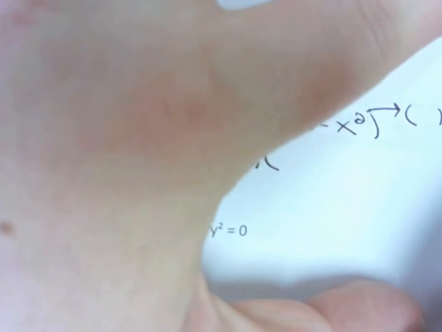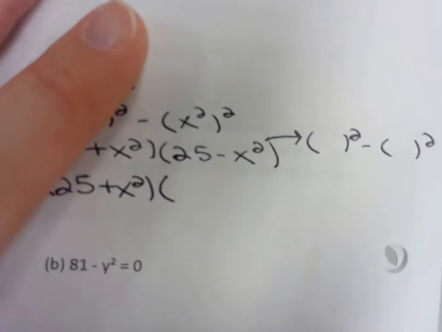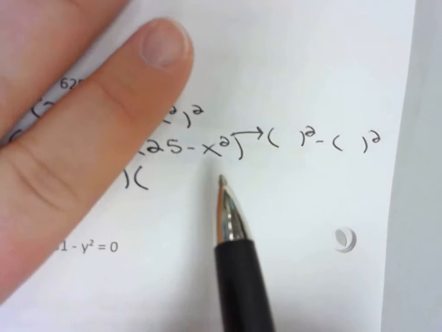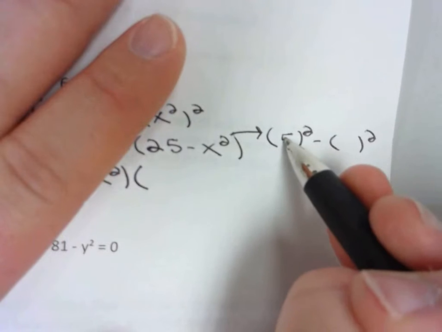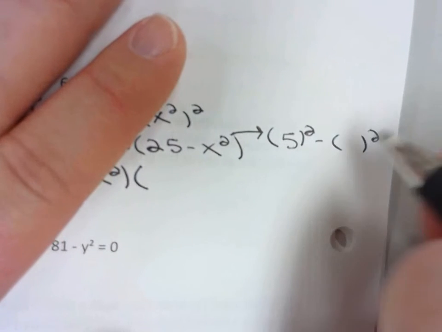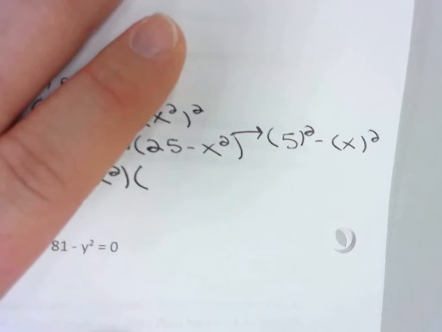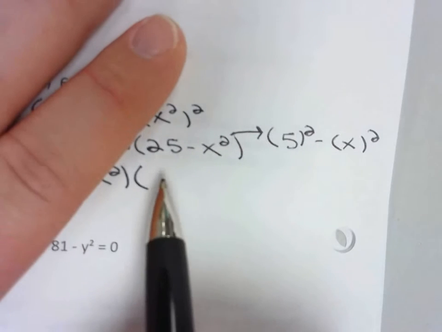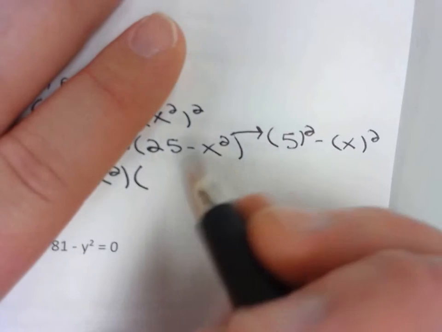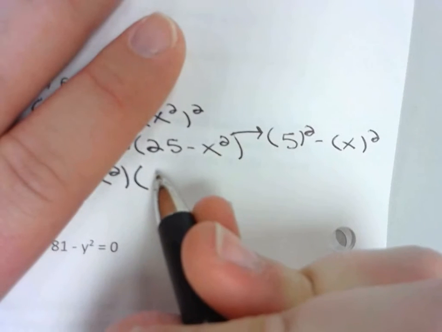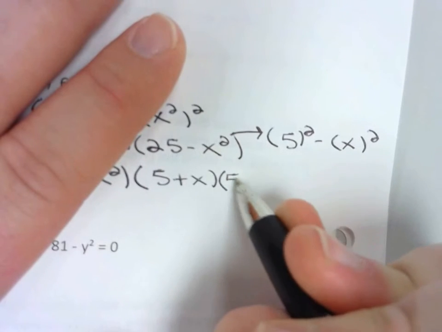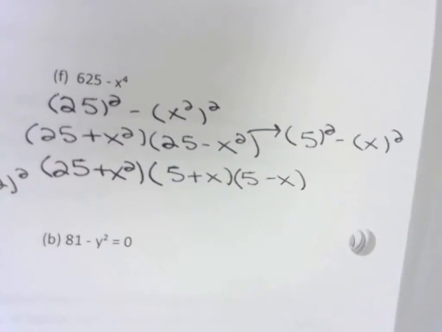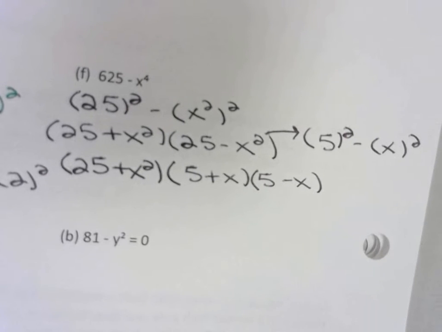Can I write each term as something squared? This is a little easier to see. I'm only worried about my last parenthesis. What squared gives me 25? 5. And what squared gives me x squared? X. So now my last parenthesis I can split up as 5 plus x and 5 minus x. Now that is my final answer. So you always want to look, and you're going to do it more on the packet I give you tomorrow. Can you take it one step further?